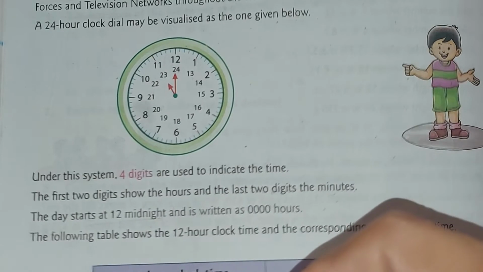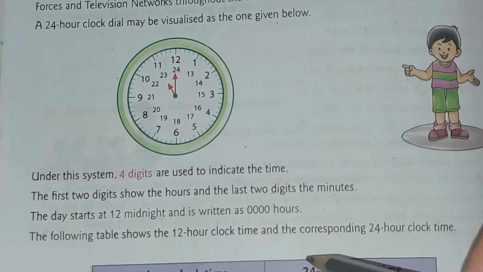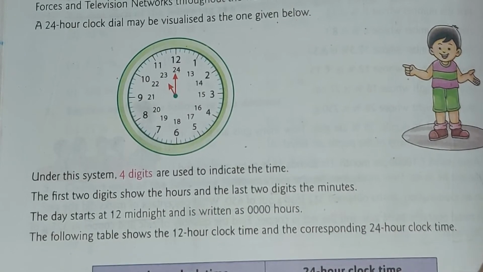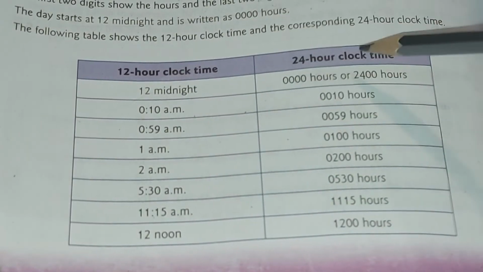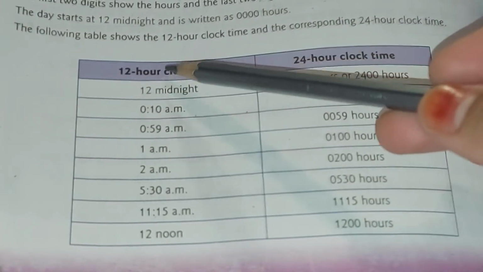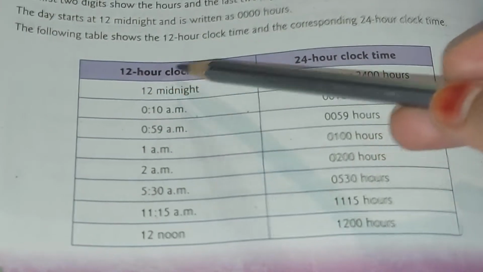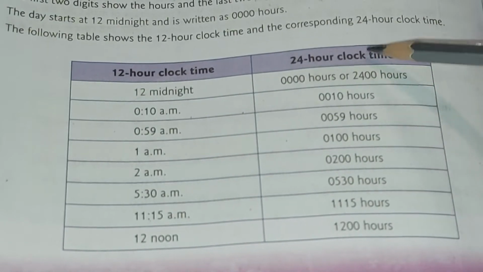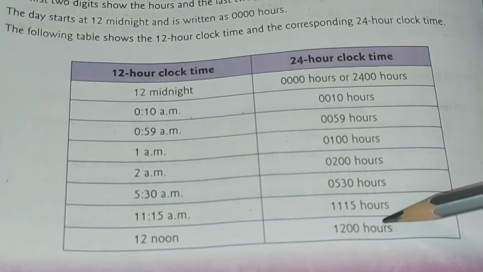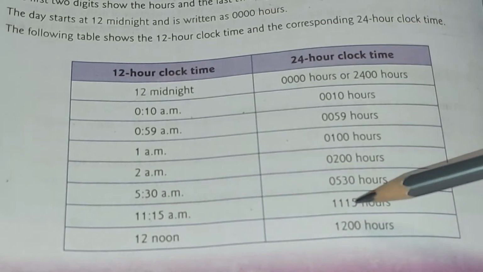Now here a table is given below, and with the help of this table I'll explain 12-hour as well as 24-hour clock time. In the first column the 12-hour clock time is written, whereas the 24-hour time is given in the other column. So look at this chart very carefully.